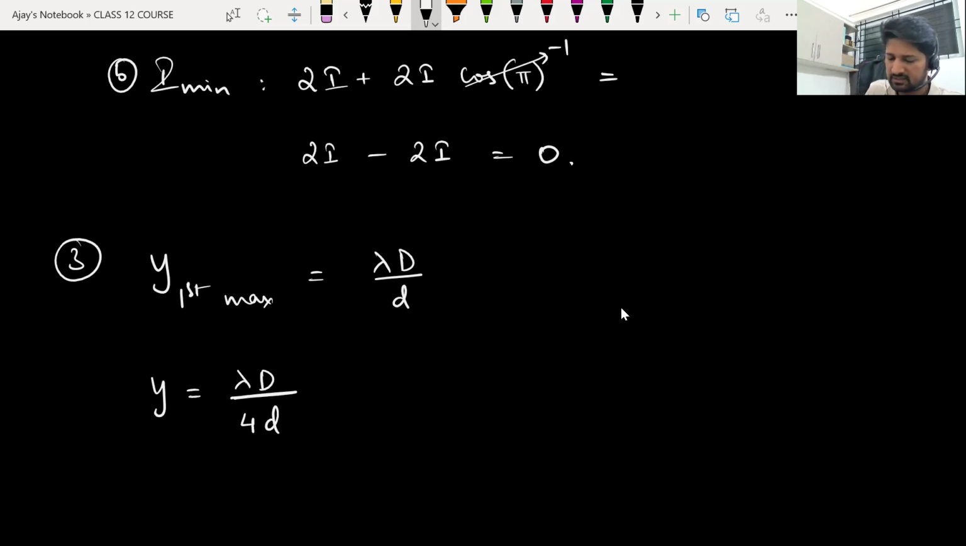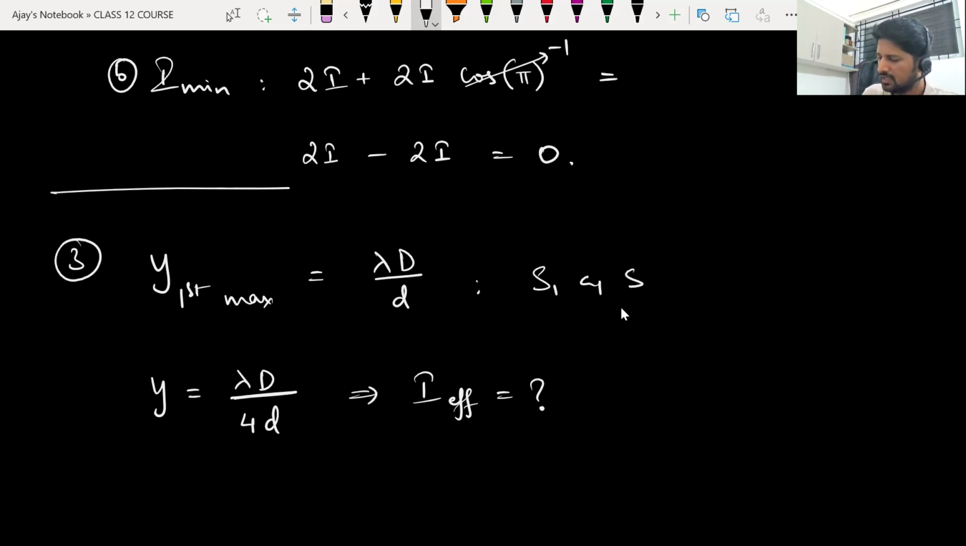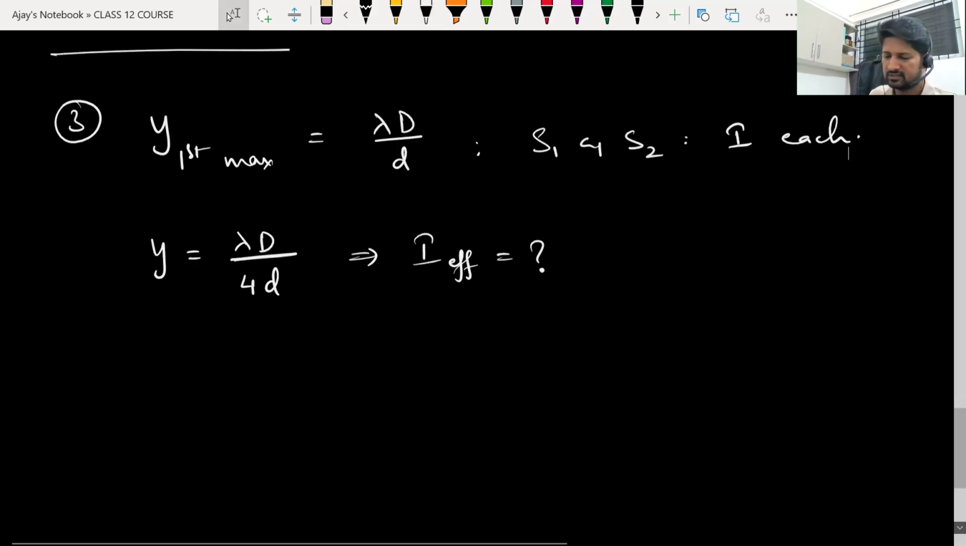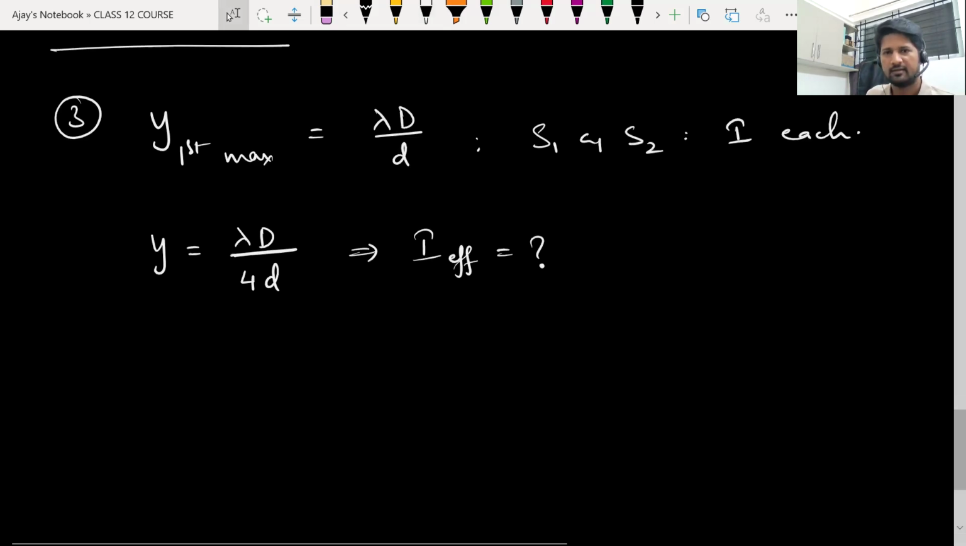At this distance on the screen, I want you to find out how much is the effective intensity that you can expect. For that, I'll have to give you source intensities. Let's say S1 and S2 have equal intensities of I each. So how much is the effective intensity at this distance on the screen? Try.